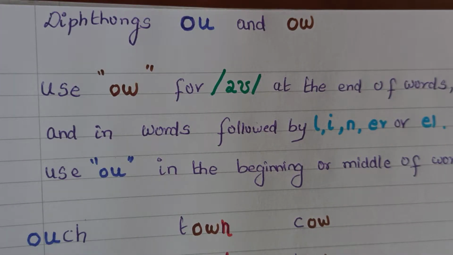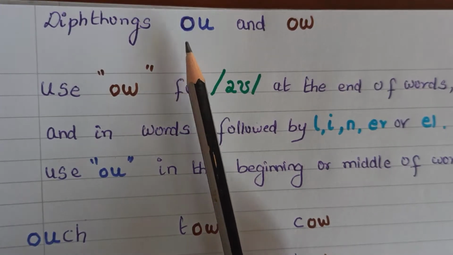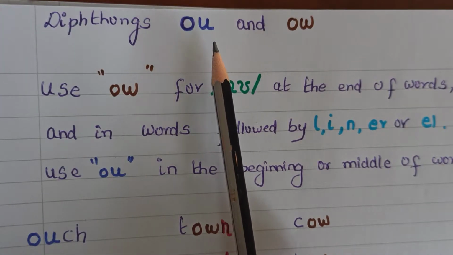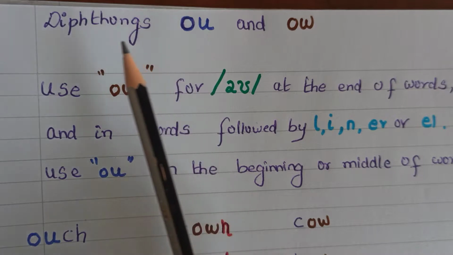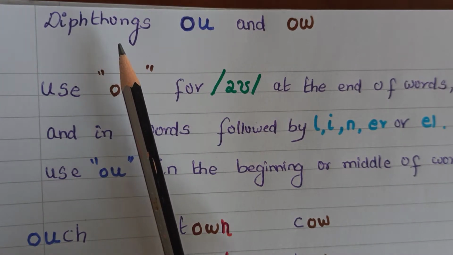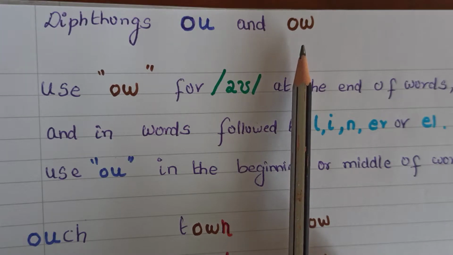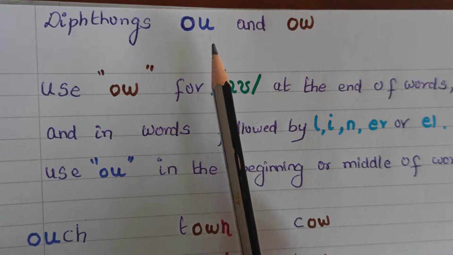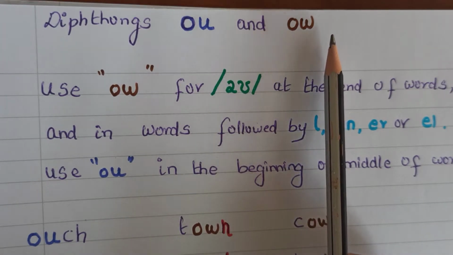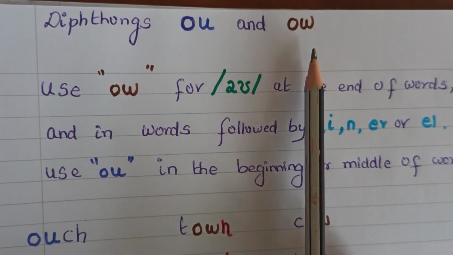Today we will see about the diphthongs. What is meant by diphthongs? When two letters make a single sound, we call that a diphthong. Today we will see about two diphthongs which make the same sound, OU and OW. Both the diphthongs make the same sound, ow.